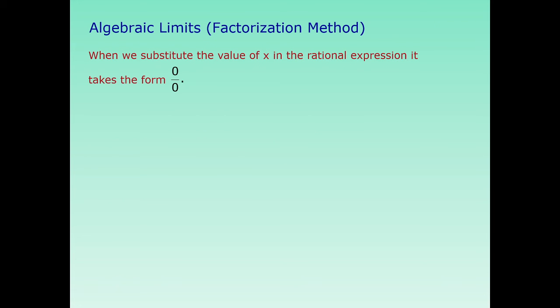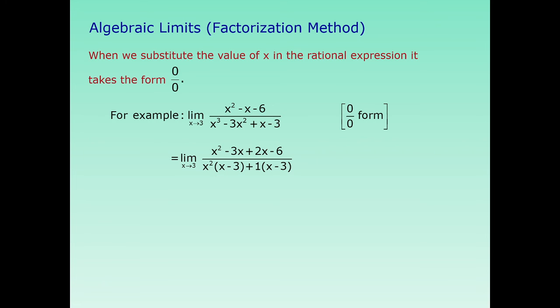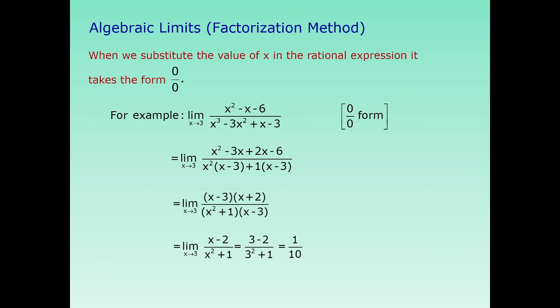Factorization method. When we substitute the value of x in the rational expression, and it takes the 0 by 0 form. Now see, when we substitute x equal to 3, the numerator as well as the denominator become 0. So this is an indicator that we should factorize. So we factorize the numerator as well as the denominator. It is like this. Now since x is tending to 3, we can cancel it. Now substitute, the limit is 1 by 10.